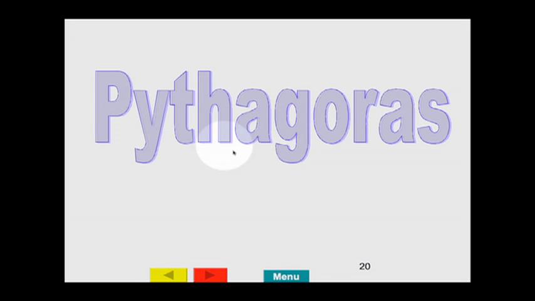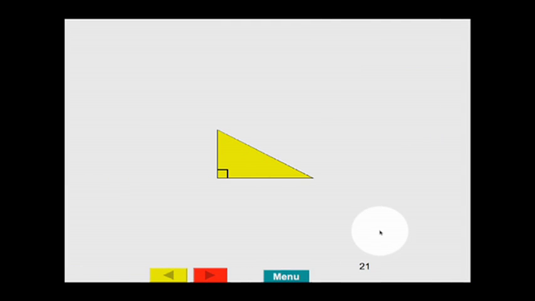Okay, Pythagoras. We should all know that Pythagoras was a wonderful Greek mathematician. It all relates to right-angled triangles.